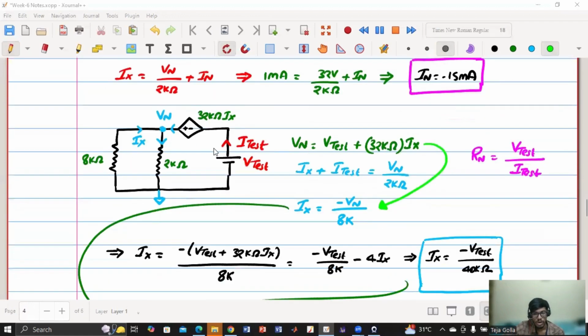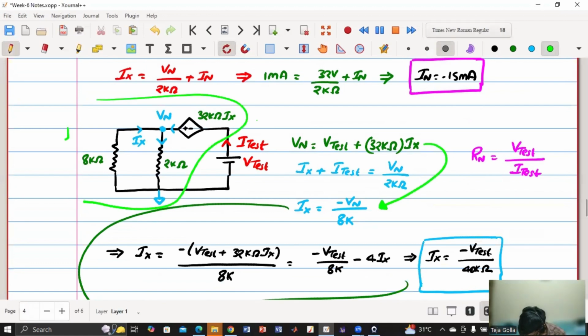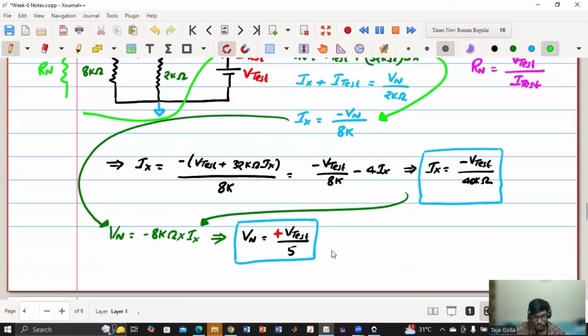Yeah. So now in the case of R Norton, we have to connect a voltage source and see what current it is drawing. So basically this entire part should be represented by a resistor R Norton. So I test is equal to V test by R Norton, or R Norton equals V test by I test. Now how many unknowns are there? Ix, Vn, I test, V test. So we have four unknowns. We want an equation with two unknowns, which is V test, I test. So I have to convert Ix in terms of one of these and Vn also in terms of one of these.